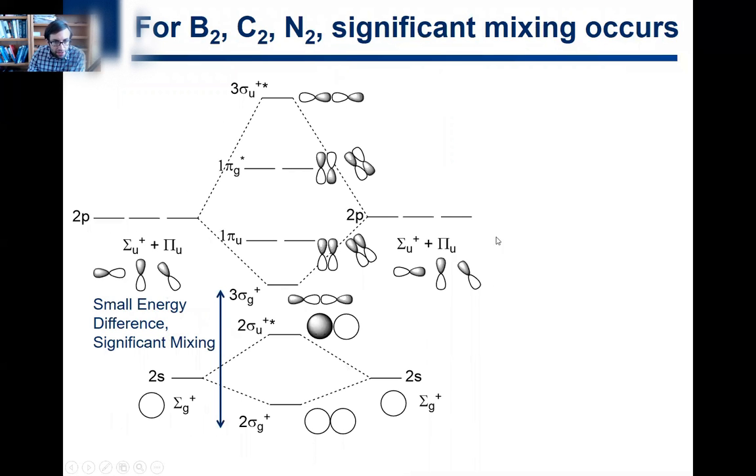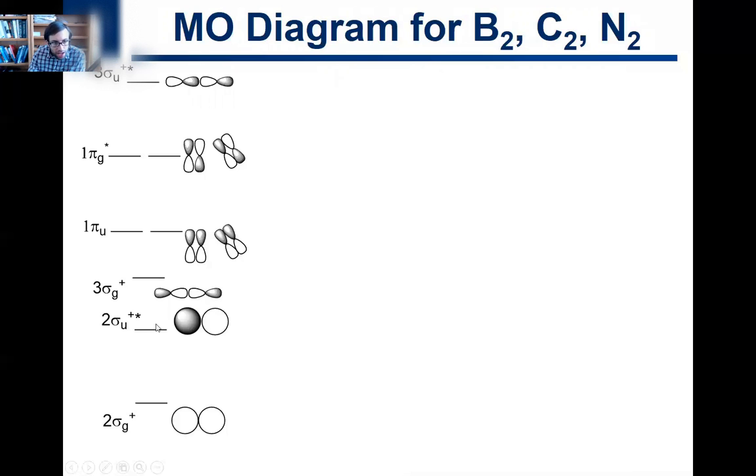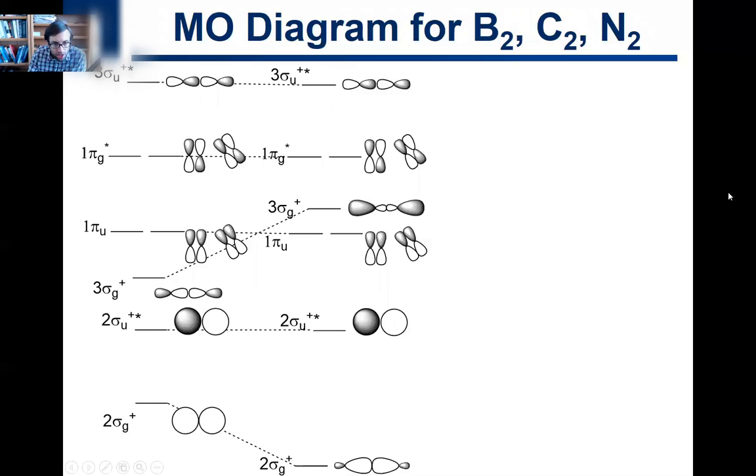And so now I'm just showing the molecular orbital diagrams. I've gotten rid of the left and the right-hand sides, the atomic orbitals from which these molecular orbitals came. And so I'm interested in these 2 sigma G plus and 3 sigma G plus for these lighter elements. You're going to get significant mixing because they're more similar in energy. And so it turns out that the mixing is significant enough that you actually have a change in the ordering of the energies.